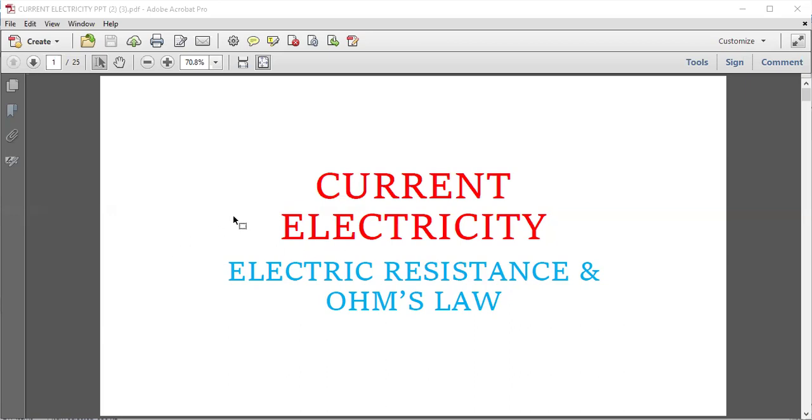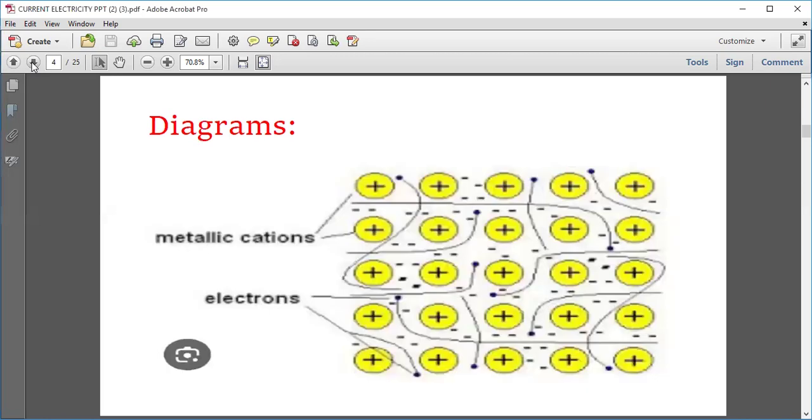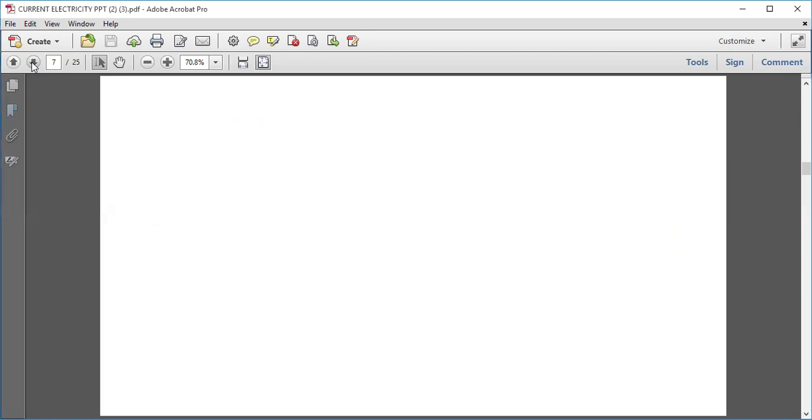So first, what is electric current? Electric current is produced by the flowing charge. Flowing charges constitute electric current. This you can see here in the diagram. If charge flows from one point to another, then what will happen? Current will be constituted. Meaning if charge flows, current will be produced. It's clear.